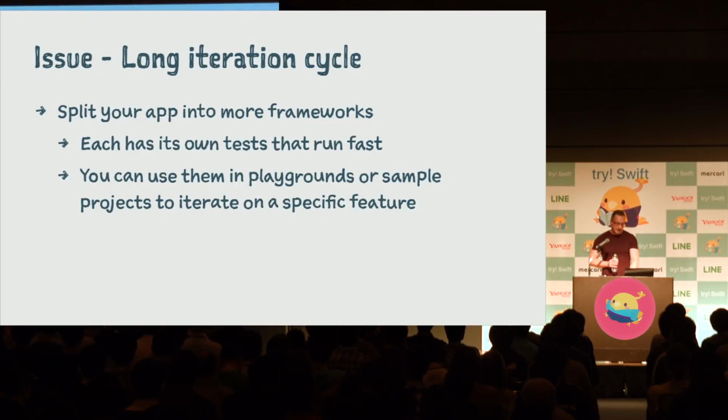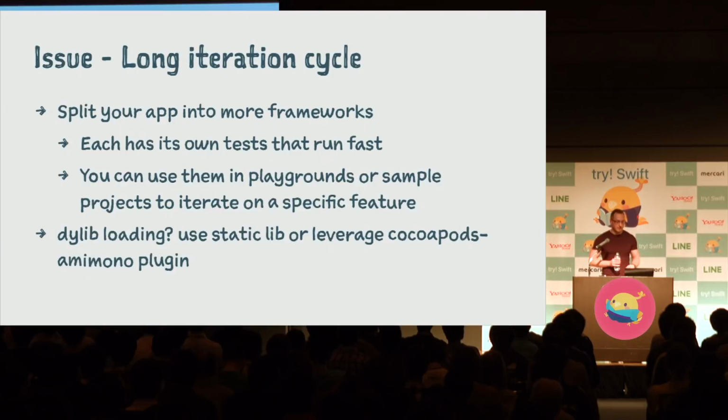And as for the problem with loading, you can use static libs now with Swift, but even if you have to use dynamic frameworks, because you're still using some of the older pods, there is a way to improve it. You can use CocoaPods' Amimono plugin that, when you build, composes all of the dynamic frameworks under your main application target. And that gets rid of a lot of the dylib issues.